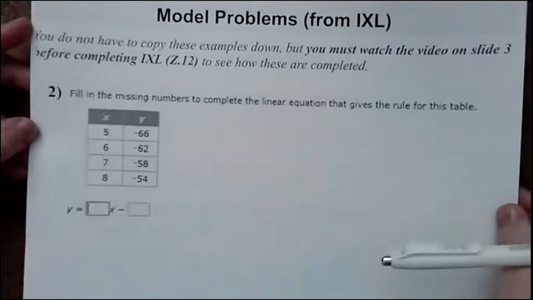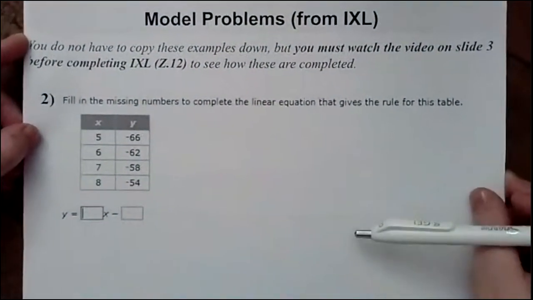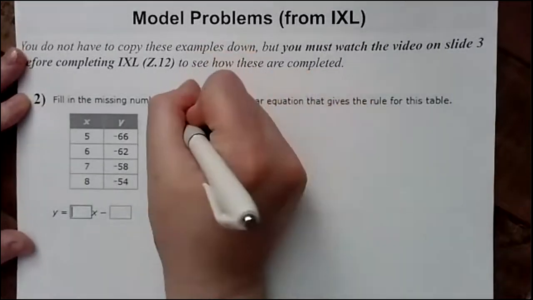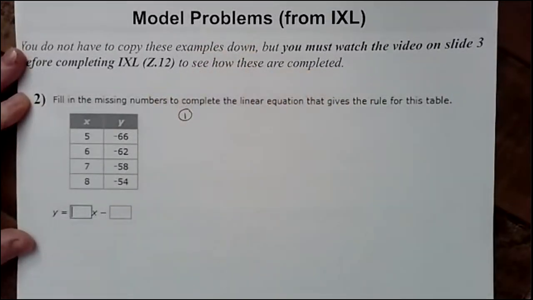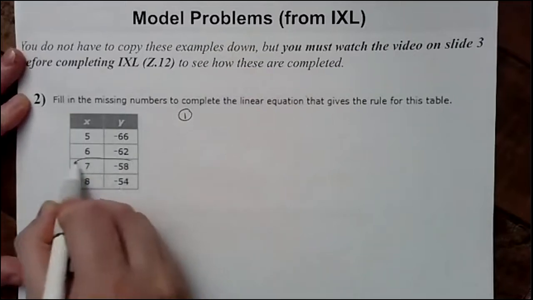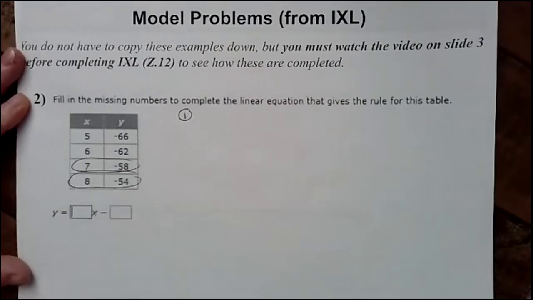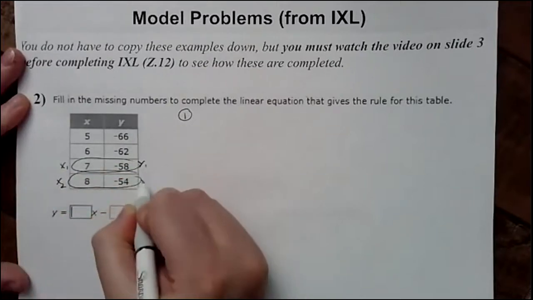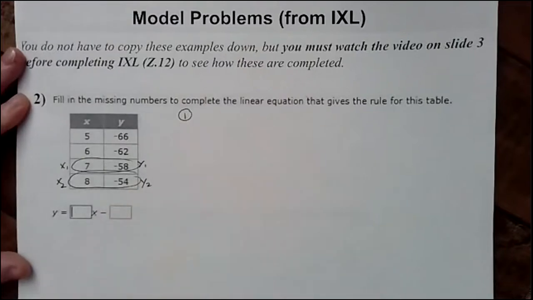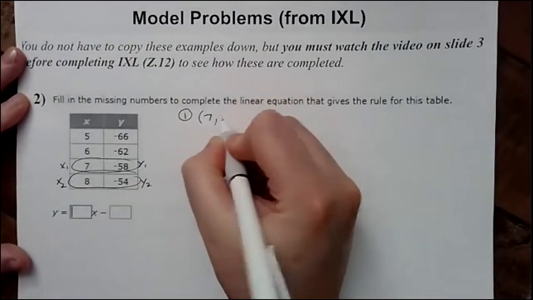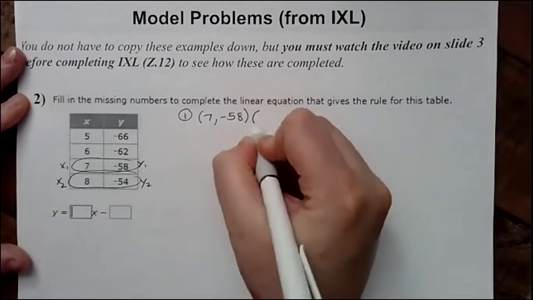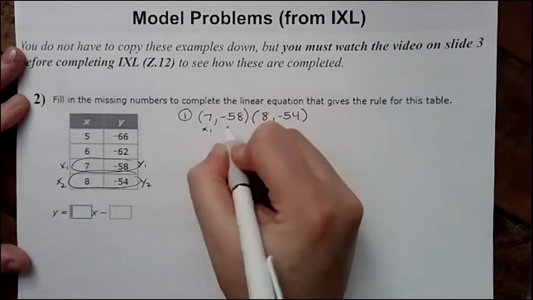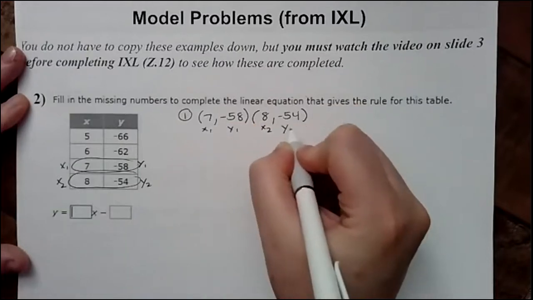Model problem number 2. Fill in the missing numbers to complete the linear equation that gives a rule for this table. Step 1, pick 2 points. We could do these two, right? Pick any 2 points, and remember they're in order. So this is x1, x2, y1, y2. Rewrite those over there: 7 comma negative 58 and 8 comma negative 54, x1, y1, x2, y2.